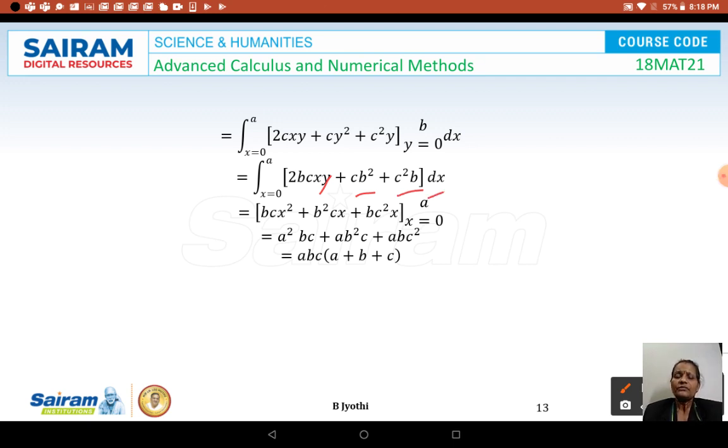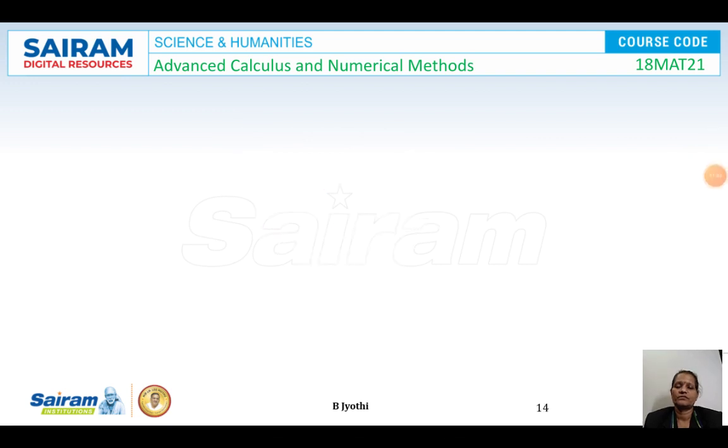And this on integration with respect to x, what I get is bc x square by 2. This 2 will be cancelled with the 2 in the front, and b square cx and bc square x, where x is from 0 to a. Then what I get is a square bc plus ab square c plus abc square. Then we can take abc outside, we get abc times (a plus b plus c). This is the required integral we are getting. Thank you.